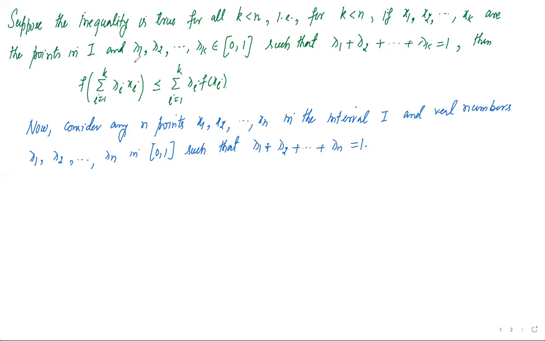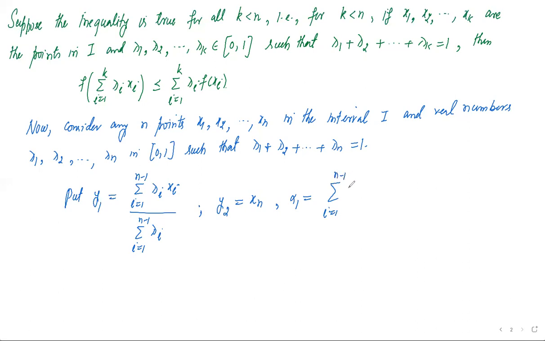For that, we have to use the induction hypothesis somewhere, and using it, we will define some construction. So here we put y1 equal to the summation, i running from 1 to n minus 1, lambda i xi, whole divided by the summation, i running from 1 to n minus 1, lambda i. We define y2 equal to xn. We define alpha 1 equal to the summation, i running from 1 to n minus 1, lambda i. So we can see that alpha 1 is the denominator of y1, and we define alpha 2 equal to lambda n.